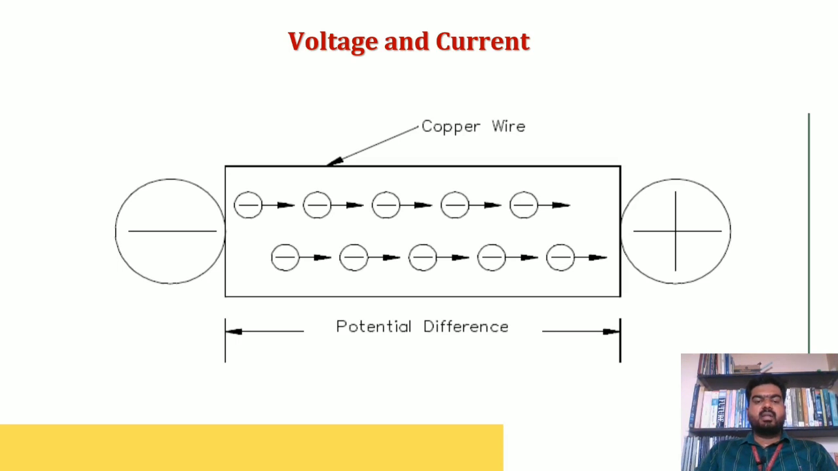In this image, on the left side we have a negative, that means the electrons, and on the right side a positive charge. Between the negative and positive is the potential difference, which we already saw two slides before as voltage. The voltage is a potential difference between 2 points, considered here as negative and positive. The difference between these 2 points is called voltage.